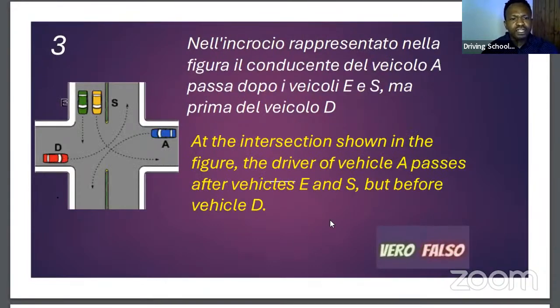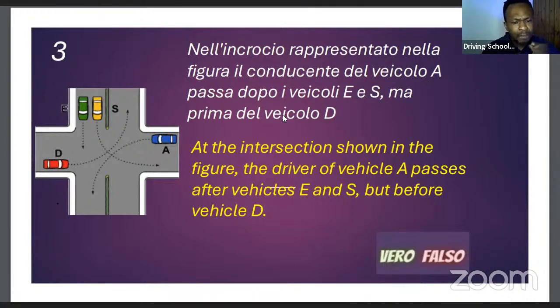Question number 3, it says, "Nell'incrocio rappresentato nella figura, il conducente del veicolo A passa dopo i veicoli E e S, ma prima del veicolo D." At the intersection shown in the figure, the driver of vehicle A passes after vehicles E and S, but before vehicle D. What is our response to question number 3?